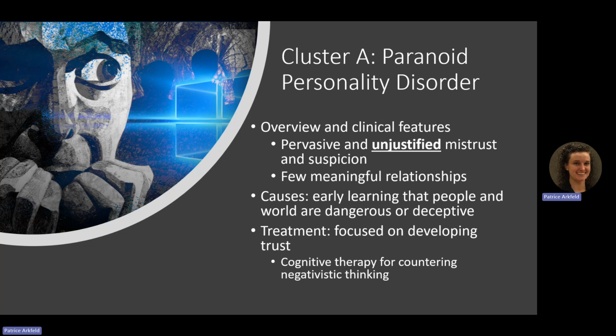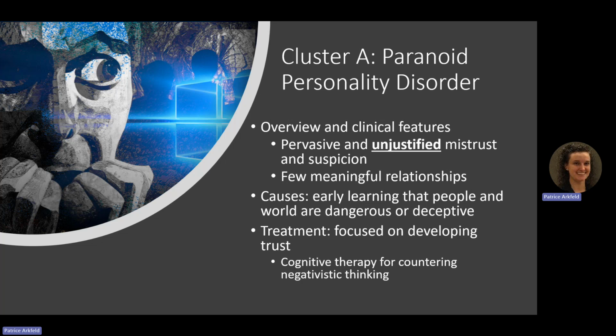The causes of paranoid personality disorder are thought to be associated with early learning experiences, where people are told that the people in the world, and the world as a whole, are dangerous and deceptive, so you have to stay away from it. These are early childhood messages that people should never trust others. The world is a dangerous place. People are always going to be out to get you. They're always going to use you. So you need to be on the lookout. There is research support that this is common among folks who have been diagnosed with paranoid personality disorder.